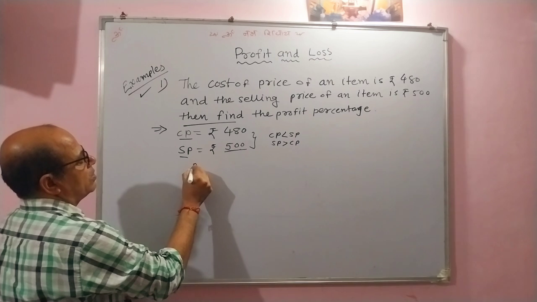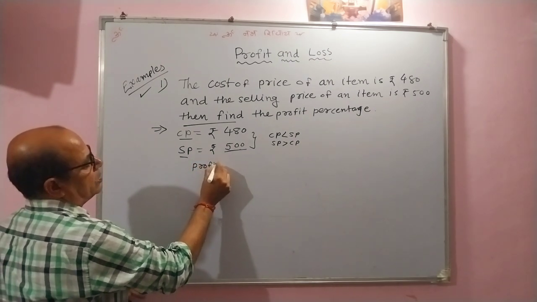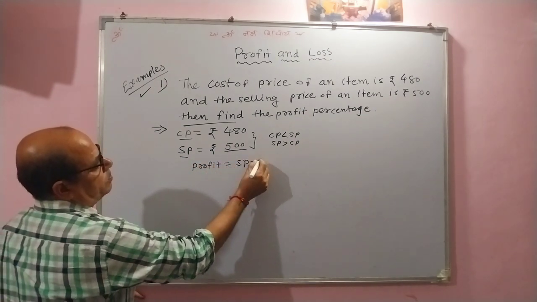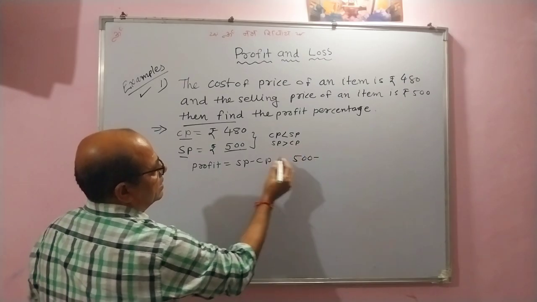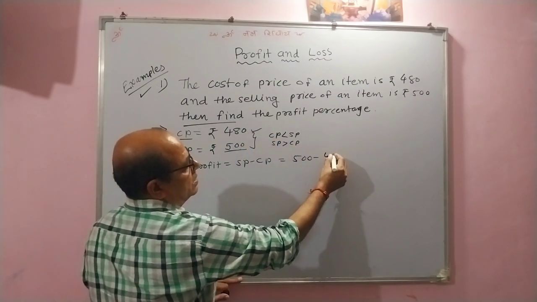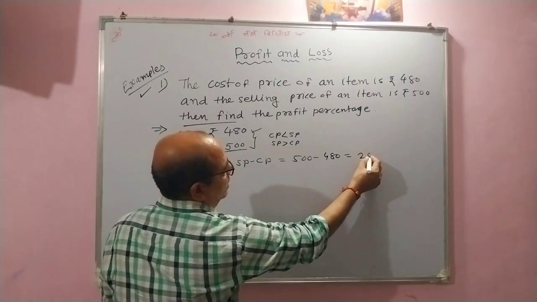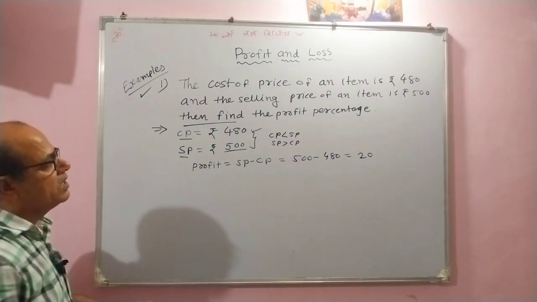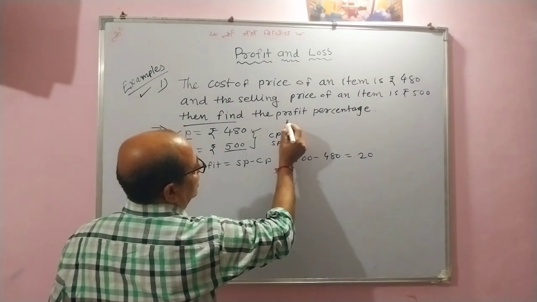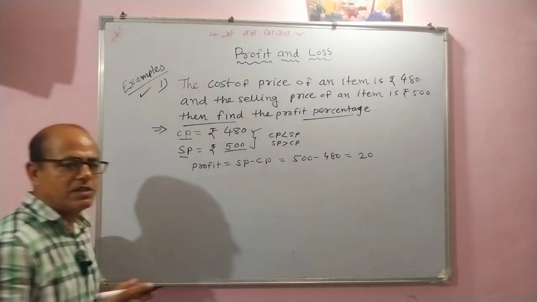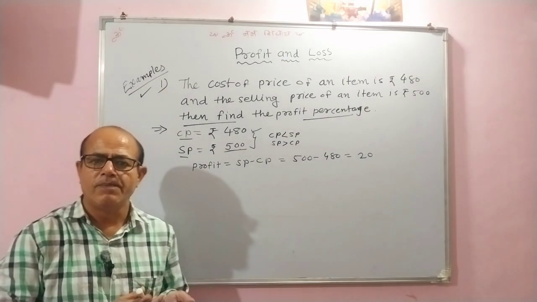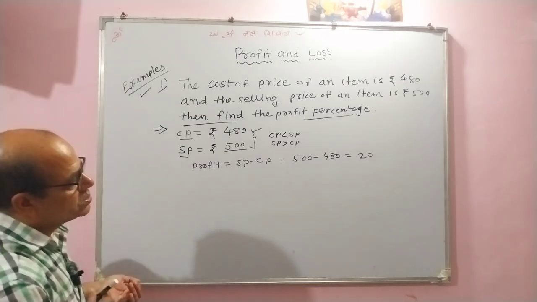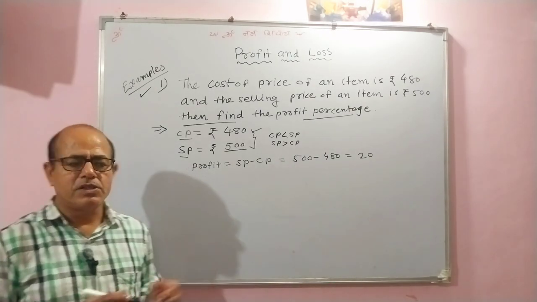So you can write the formula of profit. Profit is equal to SP minus CP. What is SP? 500 minus CP, which is 480, is equal to 20. Right? Now 20 is profit, but here they have asked profit percentage. Percentages are always found on 100. You can watch my previous videos on percentage.